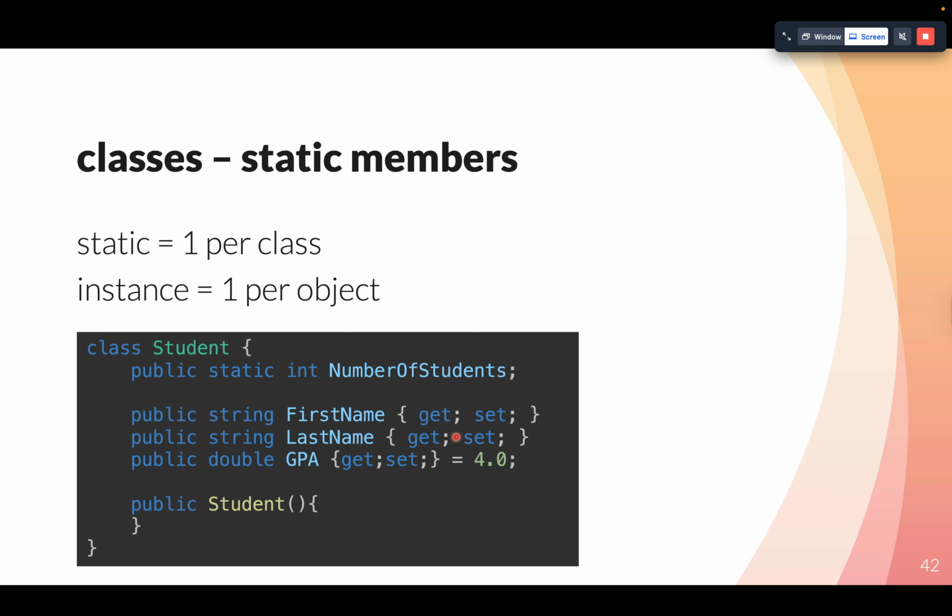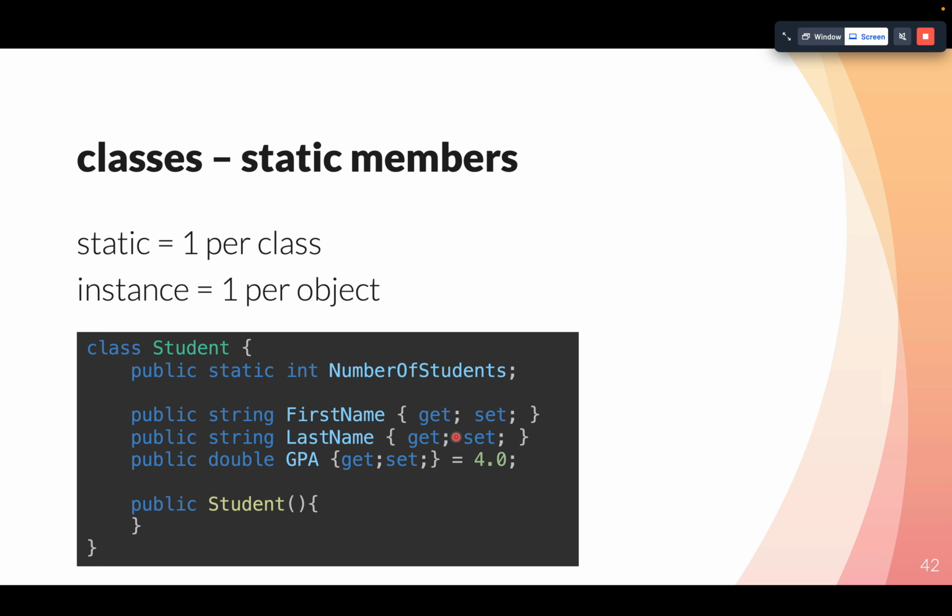Sometimes it makes sense to have a method or a field or a property, a member, that there's just one of them for all of the objects of a particular class. And here's one kind of goofy example. If you wanted to know how many total students there were, you could store that as a class variable. C# calls it a static variable.